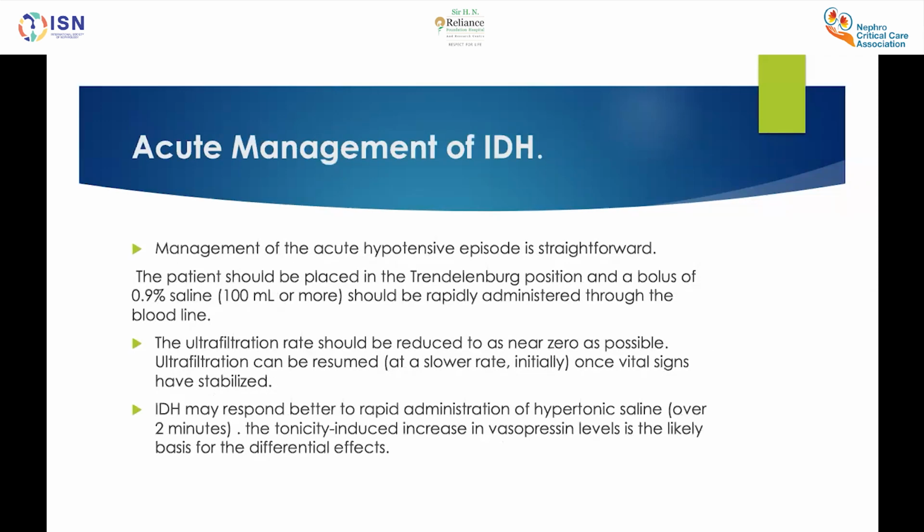So how do we acutely manage this intradialytic hypotension? The patient should be placed in Trendelenburg position, and a bolus of 0.9% saline, around 100 ml or more, should be rapidly administered through the bloodline. The ultrafiltration rate should be reduced to 0, and it can be resumed later once the vital signs have been stabilized. IDH may respond better to rapid administration of hypertonic saline over a period of 2 minutes. The tonicity induced increase in vasopressin levels is a likely basis for the differential effects.